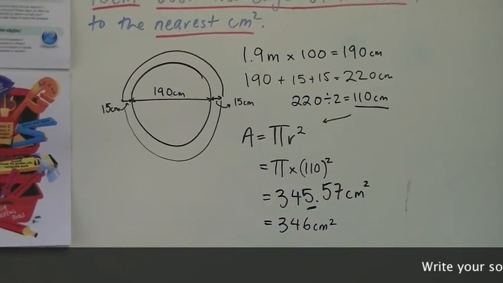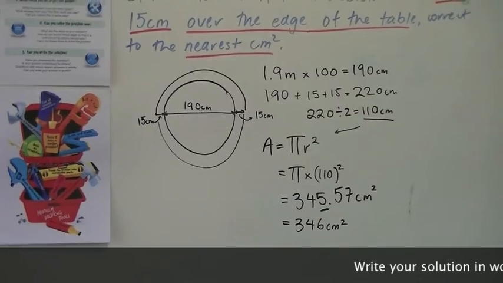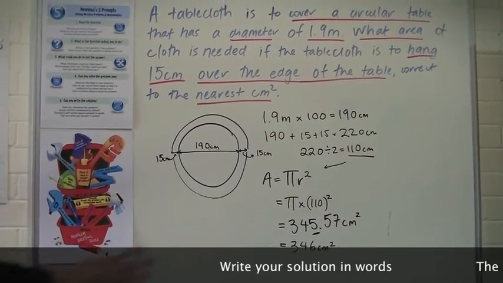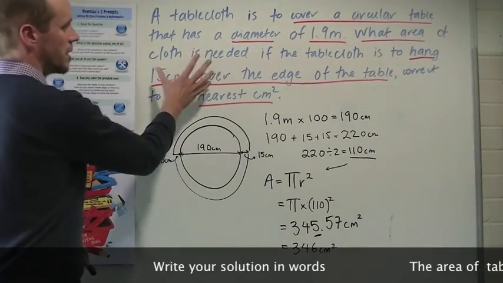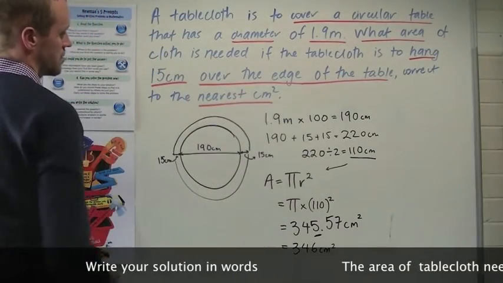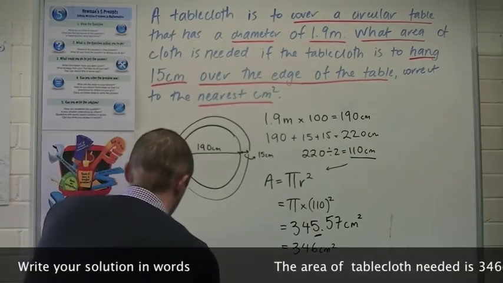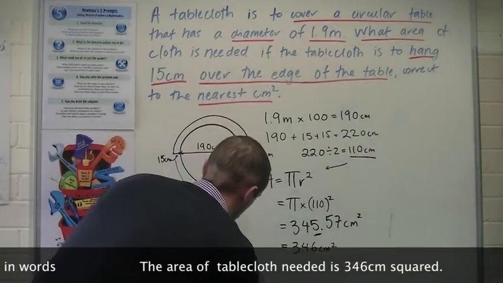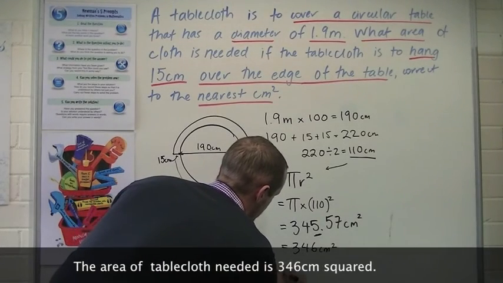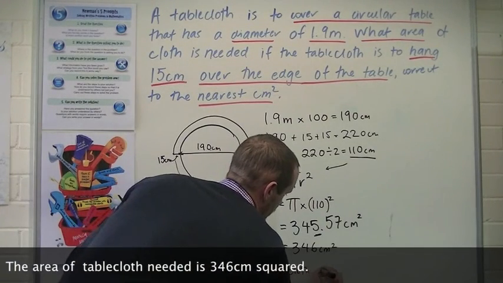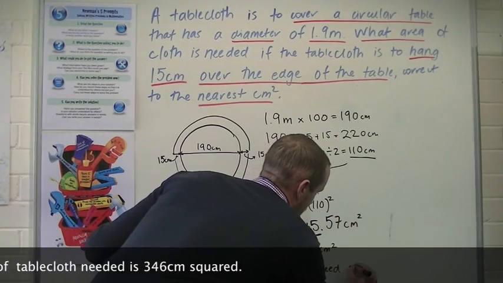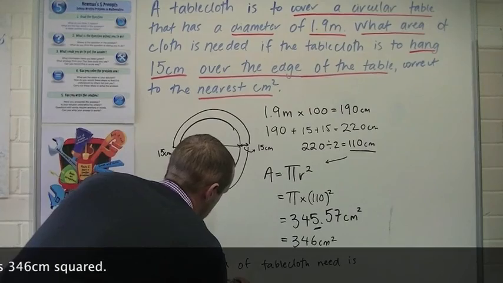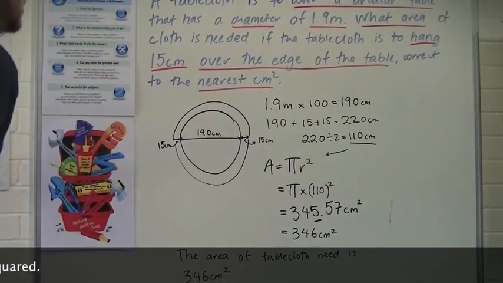Have we answered the question? Can you write the solution? You should be able to now write the solution, and make sure that you write it in words. This is not the answer here. Because our question was in words, we are going to write our answer in words. So the area of tablecloth needed is 346 centimetres squared. Well done.